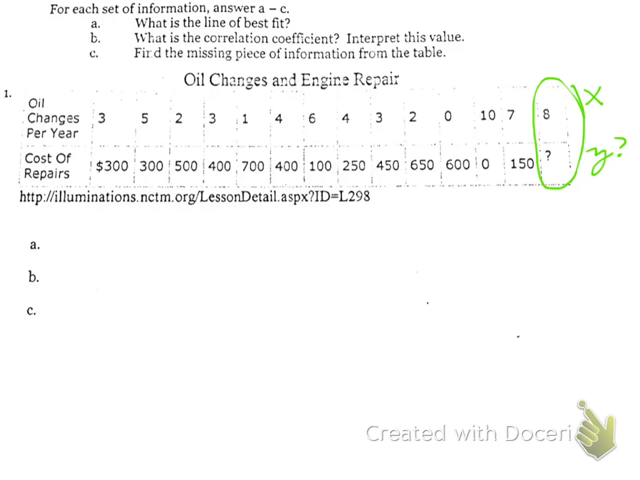So A says find our line of best fit. So go on your calculator, press stat, over to calc, and go to 4, LinReg. Press enter until your line pops up. We're going to do 4 decimal places again. So we have y is equal to negative 73.0700, 4 decimal places, x, then plus 650.2693.